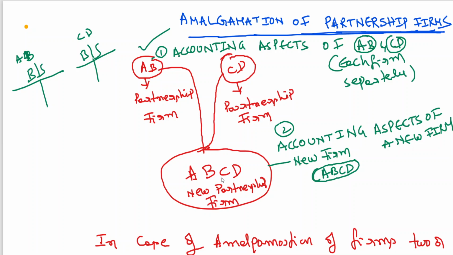Now when you want to transfer the balance sheet on the date of amalgamation of the AB firm, and the balance sheet on the date of amalgamation of the CD firm, the assets value is generally book value, no? Assets will be book value. Of course, liability is also book value. So when you want to transfer your assets and liabilities, when you are showing it at book value, I'm talking about this one, first this aspect I'm talking about, accounting aspects of A, B, C, D, that is each firm separately.